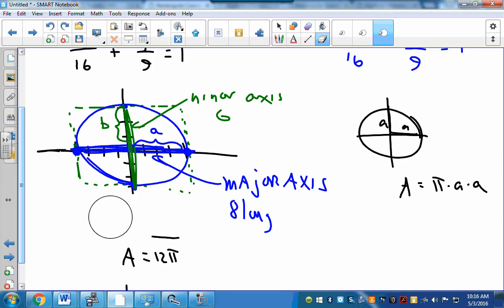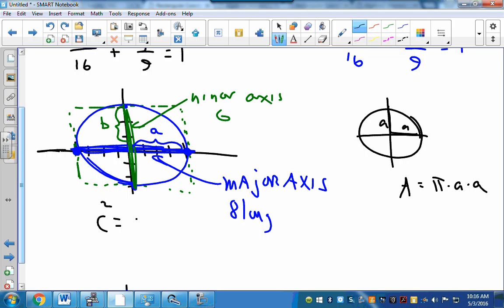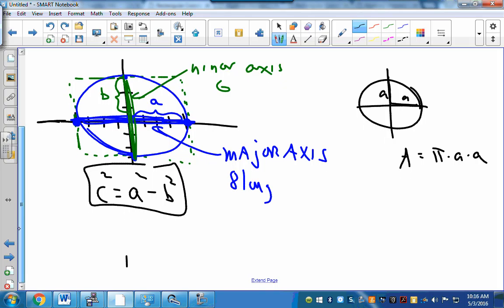There's another important piece of information coming from A and B. Let me give you this equation. C squared is A squared minus B squared. You'll want to remember this for ellipses. For ellipses, C squared is A squared minus B squared. And the C number, C, think focus. So in an ellipse, you have two focal points. The C is the distance away from the center.